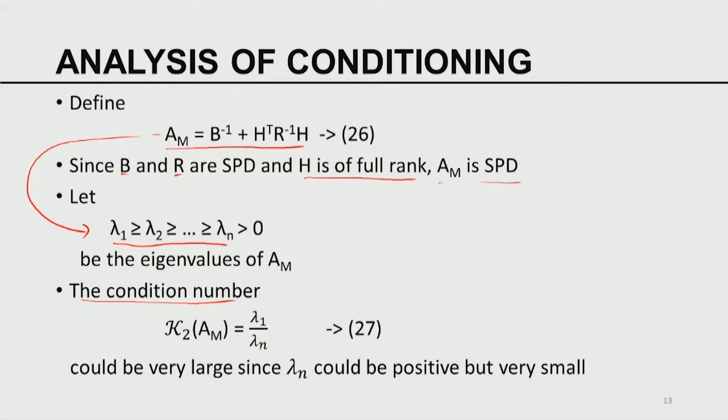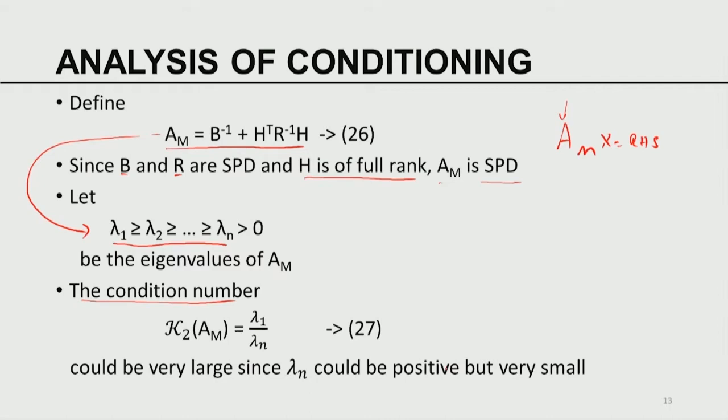Please understand, this is the matrix with which I have to solve AM x is equal to the right hand side. Right hand side is a vector. So the quality of the solution depends on the condition number of this matrix AM. The condition number, please recall, is lambda 1 by lambda n. While AM could be symmetric and positive definite, since lambda n is positive, lambda n can be very small. So the condition number could be very large.